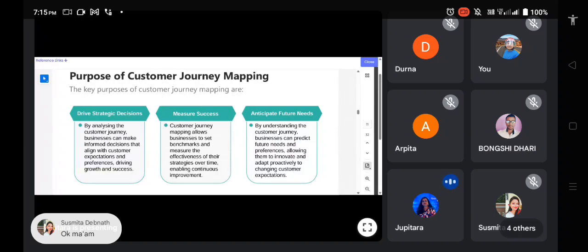14, who is that? Ajay. Then Arpita. Arpita, you have not done your assessment yet?